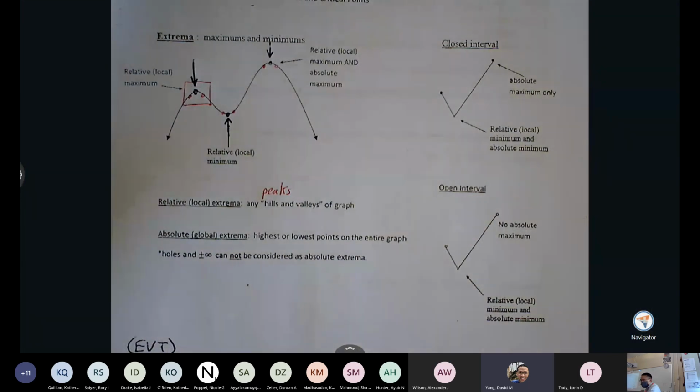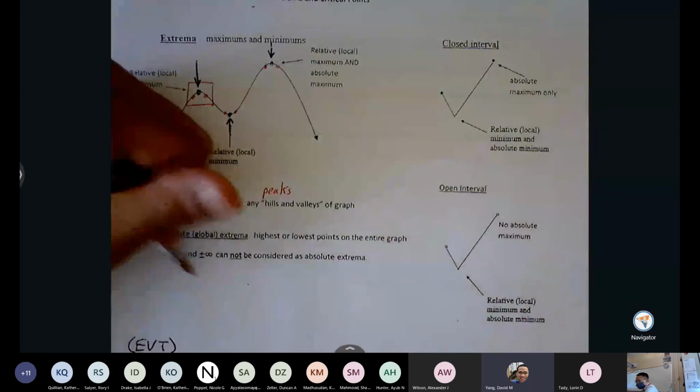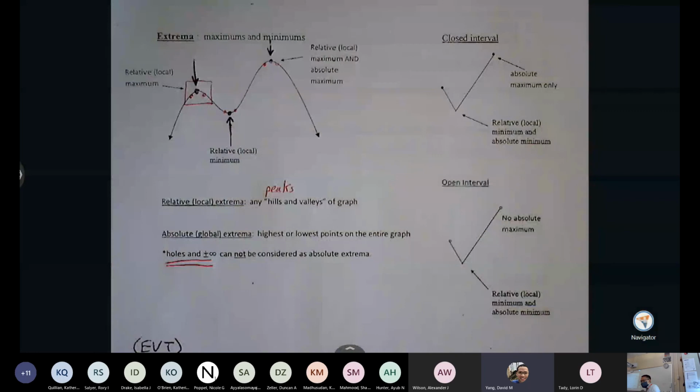Now, when we talk about absolute extrema, the highest and lowest points over the entire graph, we have one here, right? But just to clarify, holes and asymptotes or infinity are not considered absolute extrema. So here's an example.